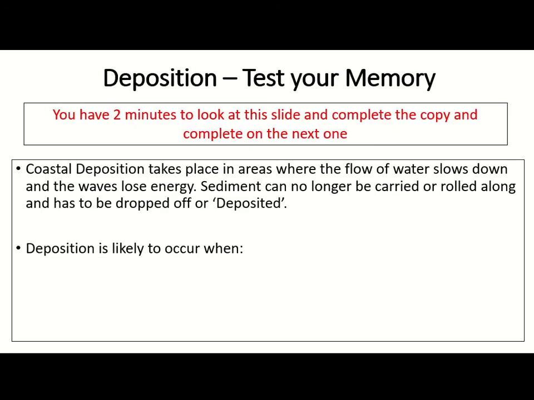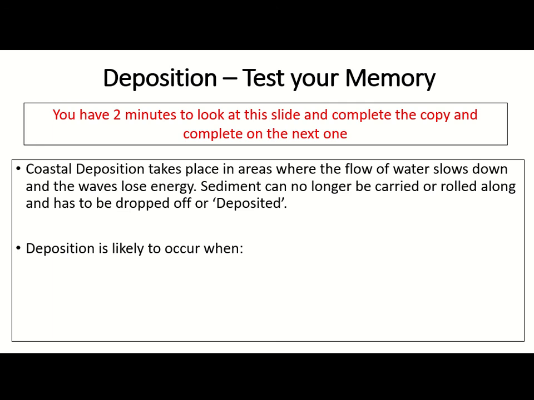So, you could do the memory task, or I could make life easier for you, which I think is what I'm going to do. Deposition. I want you to know what deposition is, and once erosion has produced material from the cliffs and transportation via traction, saltation, suspension, solution and longshore drift have moved it about a bit, at some point that sediment has to be dropped off, and that's what deposition is. Deposition is the depositing or the dropping off of sediment.